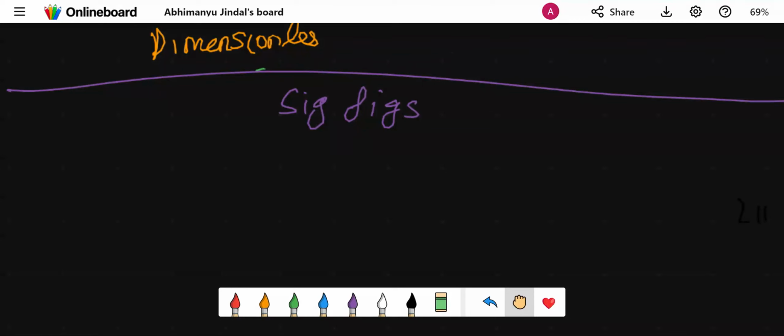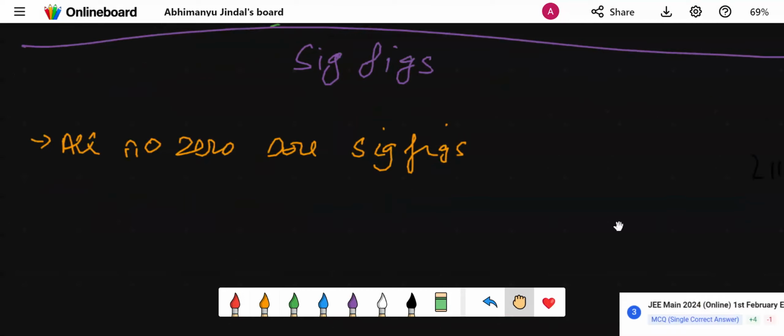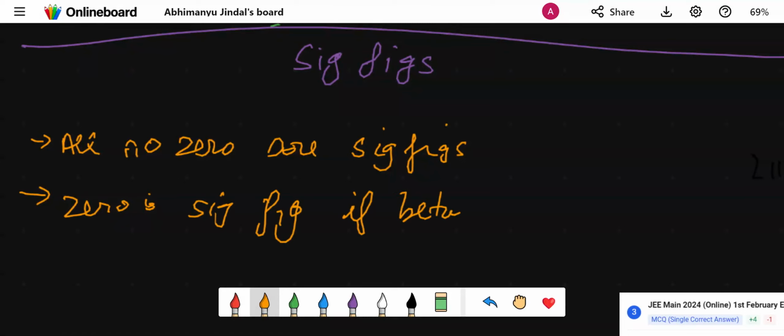So there's basically rules to this thing. The first rule is that all non-zeros are sig figs. Let it be. Okay, all non-zeros are sig figs. This is the first rule. The second rule is zero is a sig fig if it is between non-zero numbers. Let's say 304. Right. So here's three sig figs.